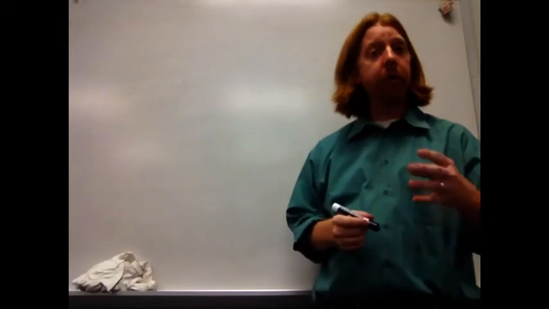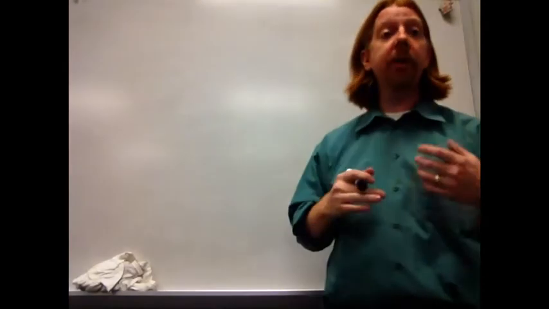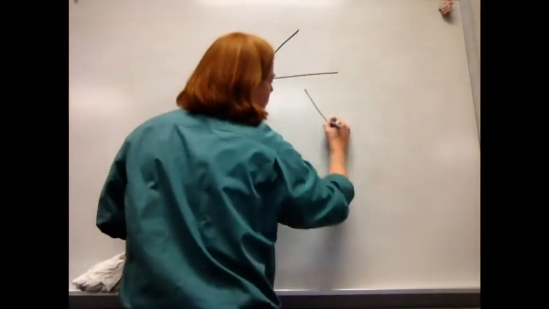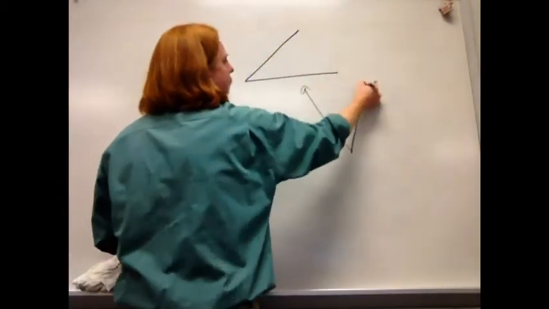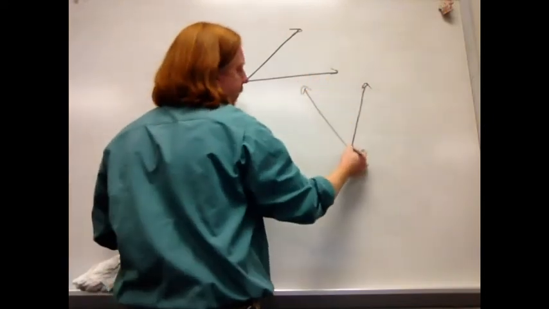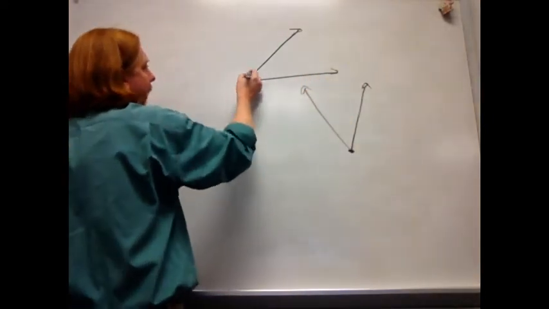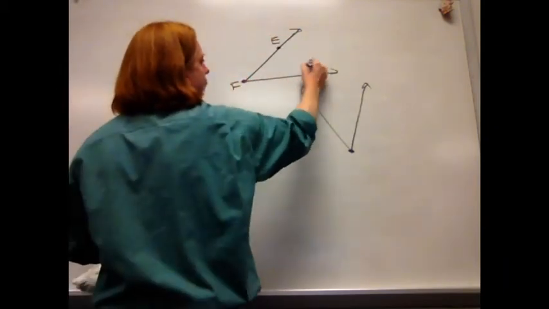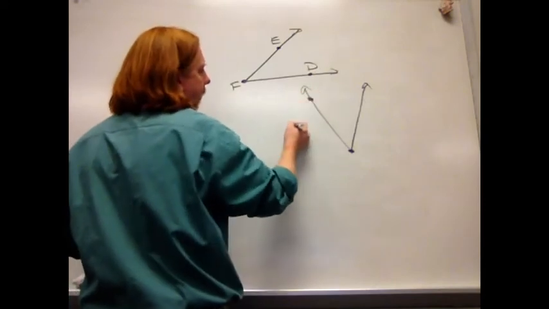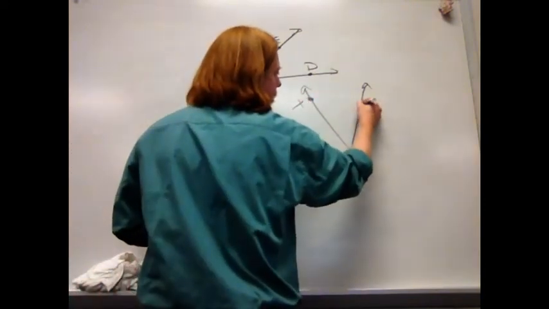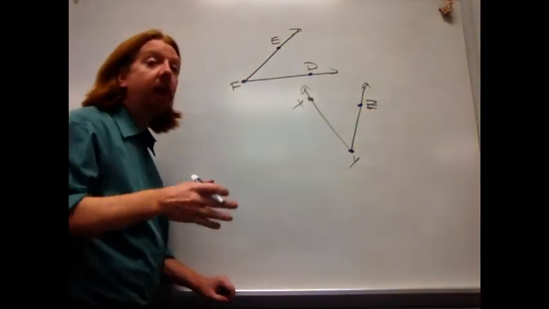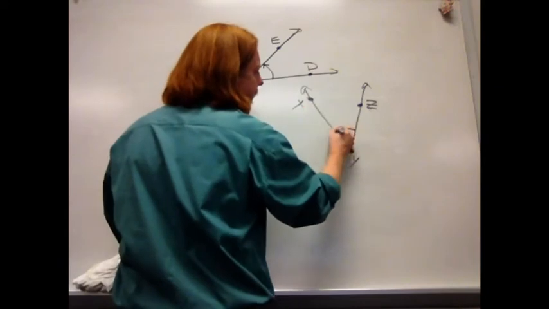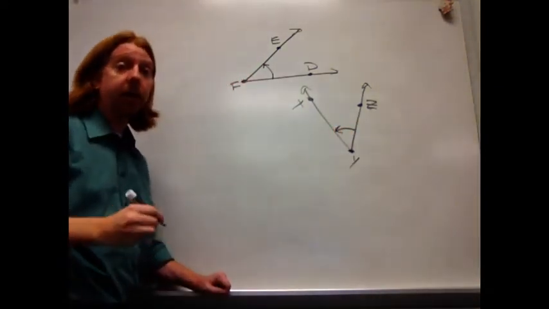When I talk about congruent angles, it's the same thing we talked about when we did congruent segments. Two angles are congruent if they have the same measurement. So here are two angles. I'm going to call this angle EFD and angle XYZ. As long as their measures are the same, this opening is the same number of degrees as this opening, then I say they are congruent.